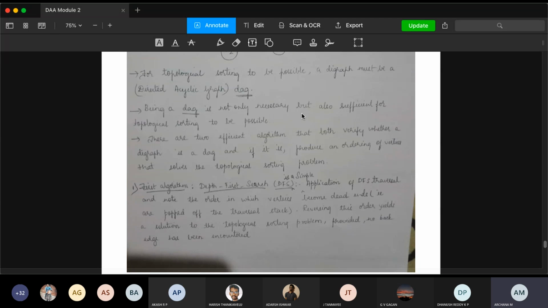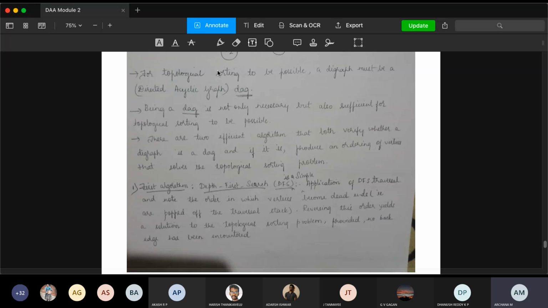Being a DAG is not only necessary but also sufficient for topological sorting to be possible. This is very important. For topological sorting, a graph should always be directed and acyclic. There are 2 efficient algorithms that both verify whether a digraph is a DAG, that is a directed acyclic graph, and if it is, produce an ordering of vertices that solves the topological sorting problem. This is just an extra thing they have given.